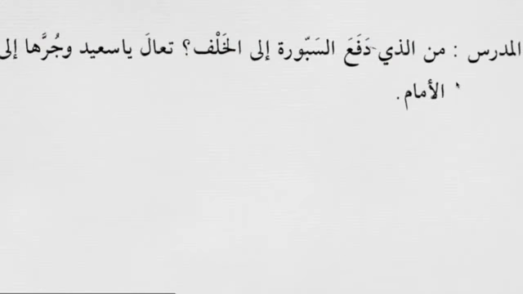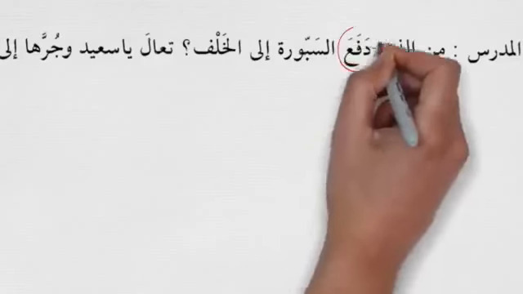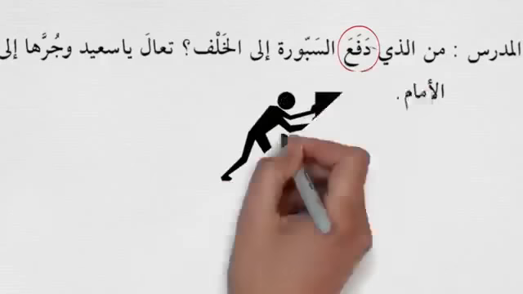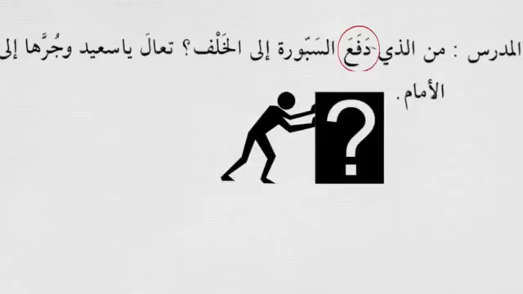And then the teacher looks at the board. Saburata means the blackboard. He says, Manil lazi dafa saburata ila al-khalf. So man is who? Who is the one? Allazi again is the ism mawsula, and we look at the silatul mawsul. Dafa'a is the silatul mawsul. Dafa'a means to push. It has another meaning, which is to pay, but here it means to push. Who is the one that pushed the saburata? So who is the one that pushed? He is asking a question.